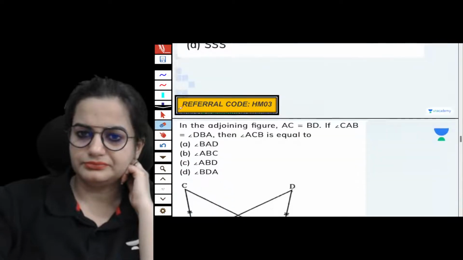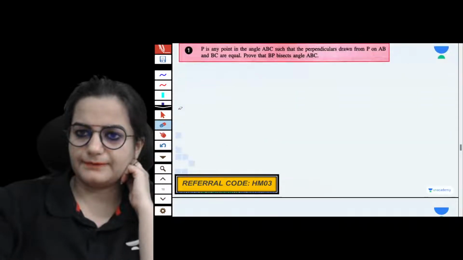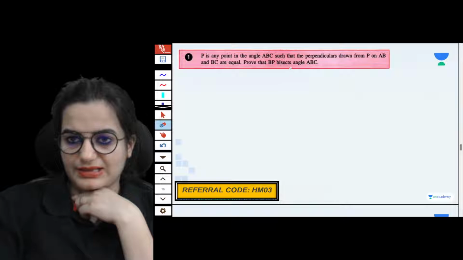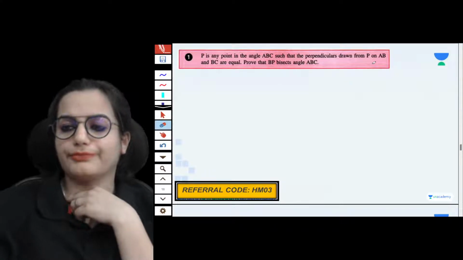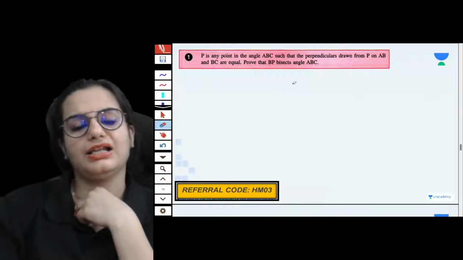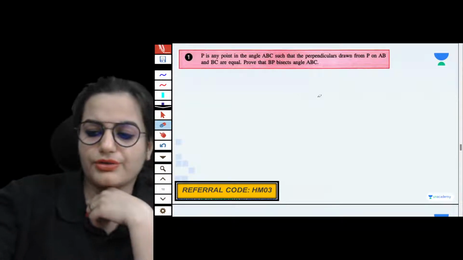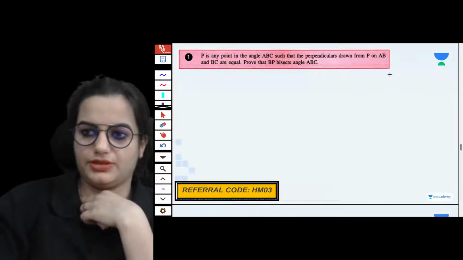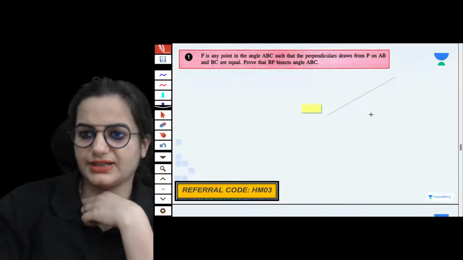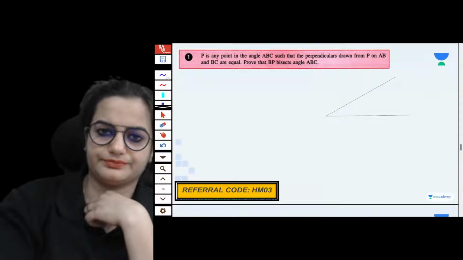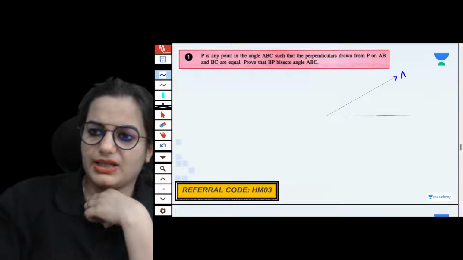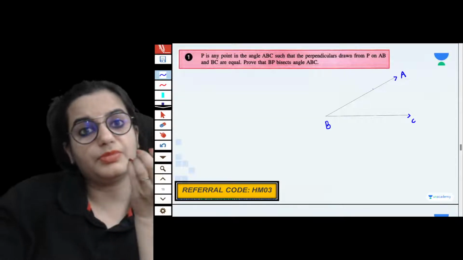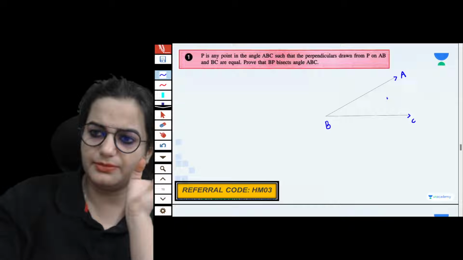Yes beta, listen. P is any point in the angle ABC such that perpendiculars drawn from P on AB and BC are equal. First of all, we should draw the figure. What they are saying is that P is any point in angle ABC. So we should draw one angle, that is A, B and C. Let it be A, B, and this is C. P is any point in the angle, so let it be here.